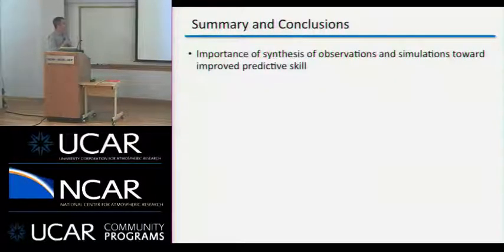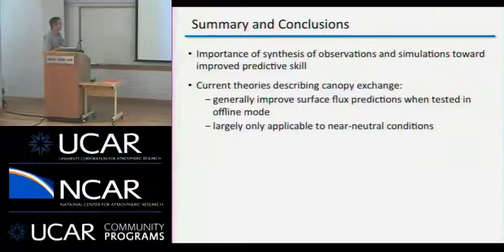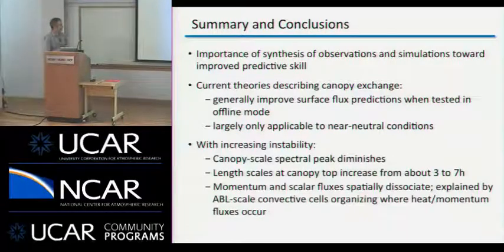So in summary, I hope you garnered that we think the synthesis of using observations and turbulence resolving models is really important toward improving our predictive skill. Current theories generally improve the flux, and we're able to improve the skill of the model using our new theory, but it's largely only applicable to near-neutral conditions, even though we apply it across a whole diurnal cycle. With increasing instability, the canopy scale spectral peak, the one associated with the canopy shear, diminishes. It's not nearly as present.